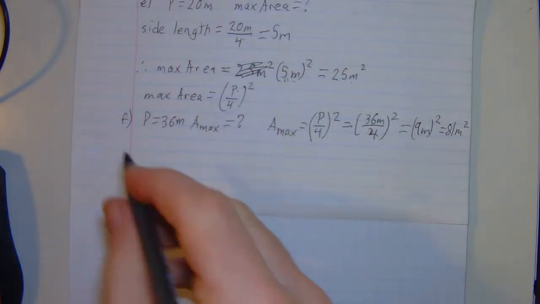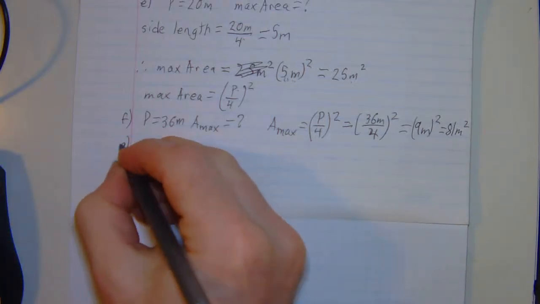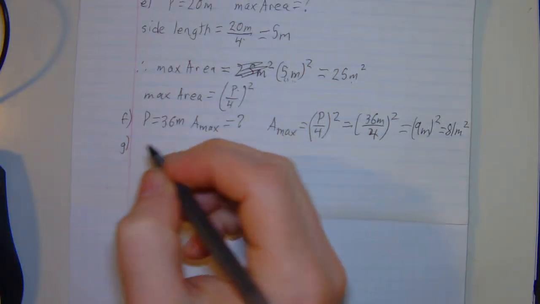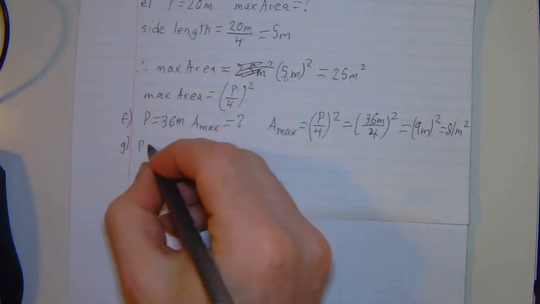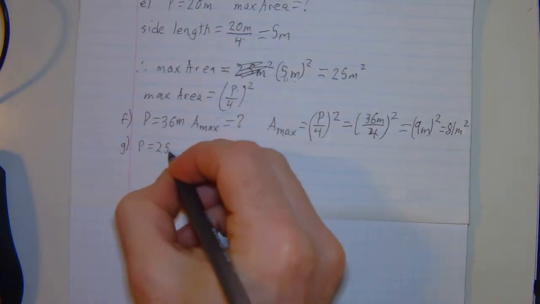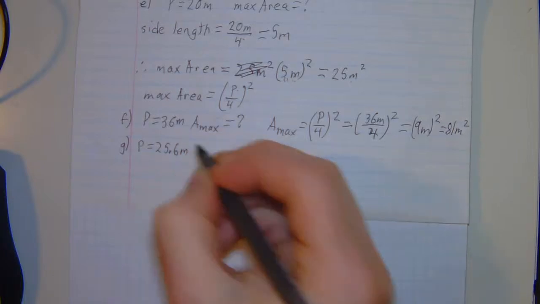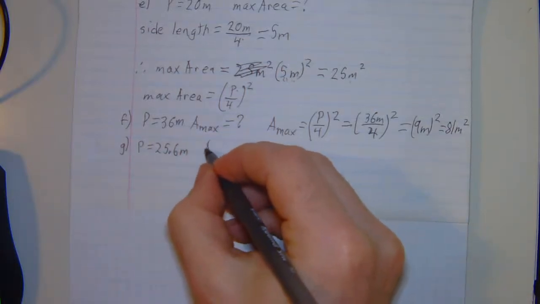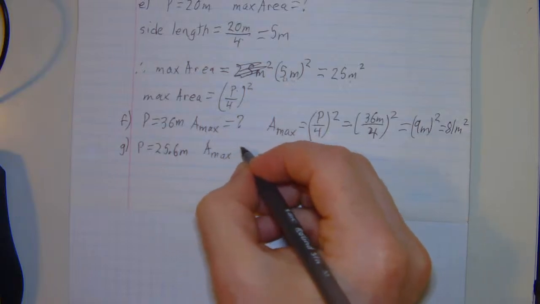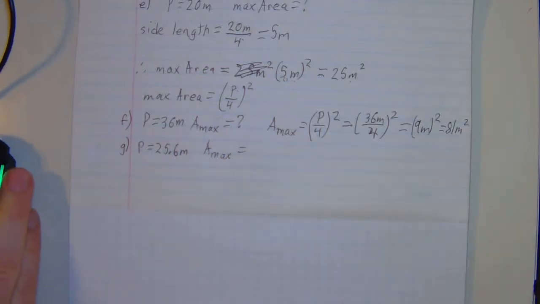And we talked a little earlier about what happens if you get non-whole number perimeters. That's totally fine. Exact same deal. So perimeter is 25.6 meters. Go ahead and figure out the maximum area for this. And once you have it, please type it into the chat.